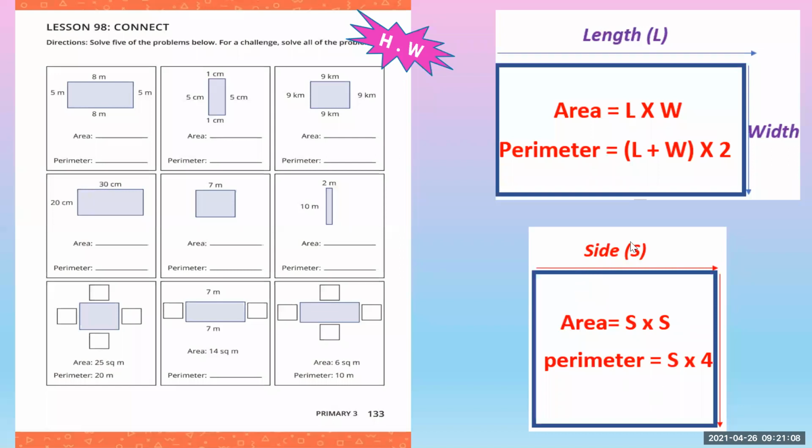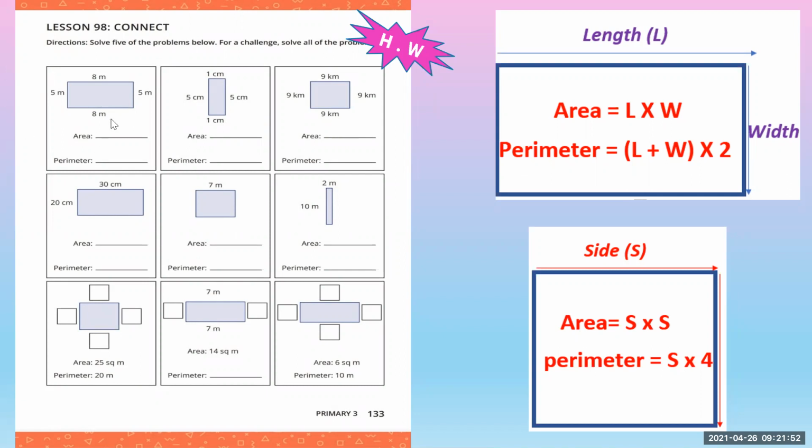Here in a square, I don't have length or width. All sides are equal. So the area will be side times side. Here the area in a rectangle was length times width, but here I don't have length and width, so I will multiply side times side. The perimeter will be side times 4. We need to memorize them very well. Eyes here and focus with me.